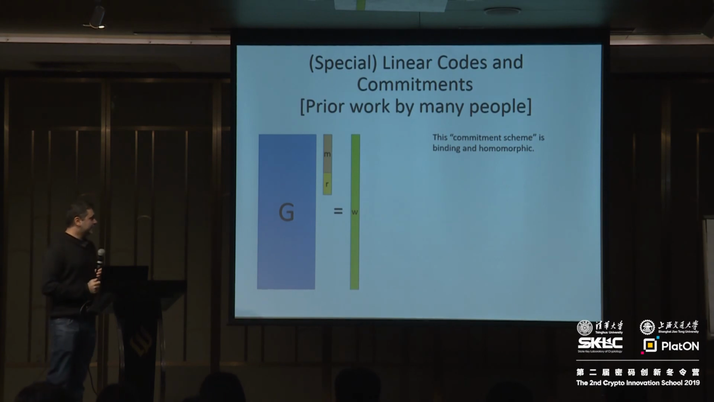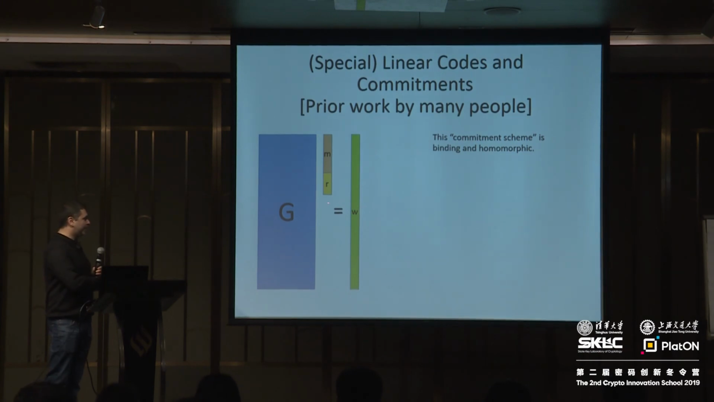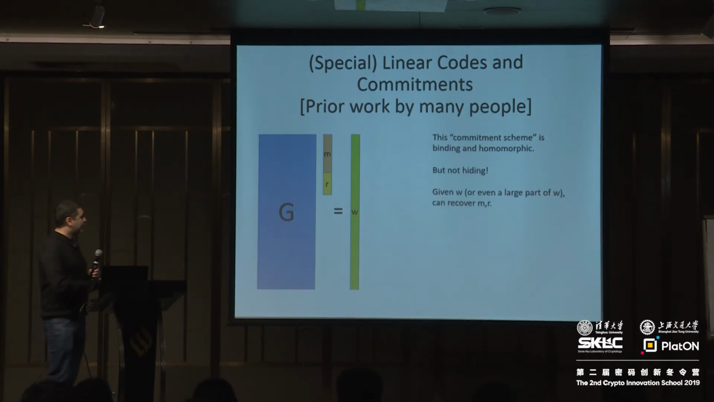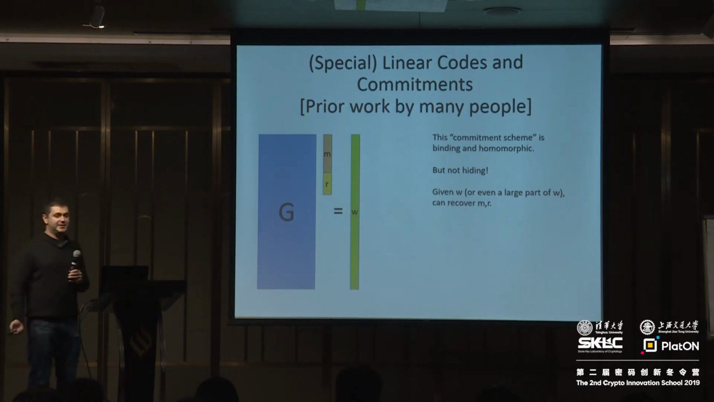So this commitment scheme is binding and homomorphic. It's clearly homomorphic because it's just multiplication. To commit to M, I create randomness R, multiply G with M and R, and give you a number. It's a linear relationship, and it's binding because the length of W is quite big, so there really is a unique M and R that lead to this number. I don't even need G to be very long, I just need it to be invertible. But it's not a very good commitment scheme because it's not hiding: given W, you really can recover M and R.